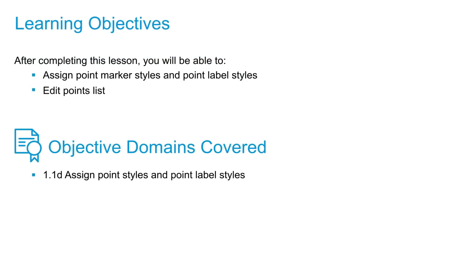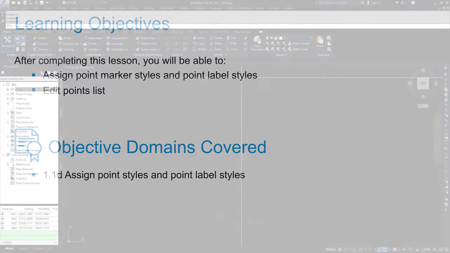In this video, we're going to assign point marker styles and point label styles to points that are already inside of this drawing file. We're going to do this by editing a list of the points and forcing an assigned marker style and label style.